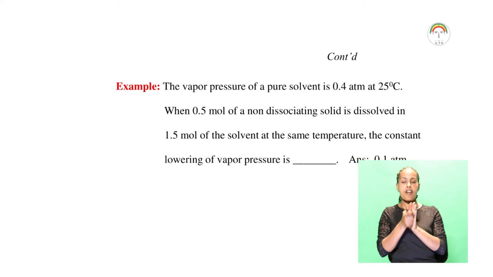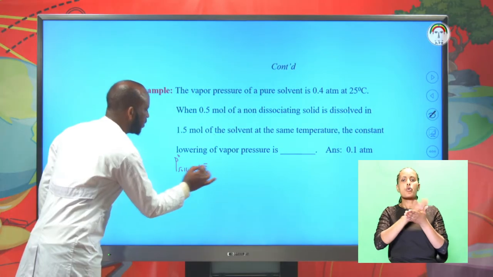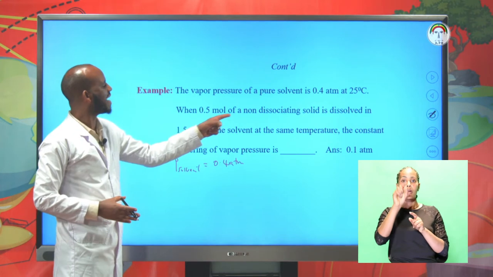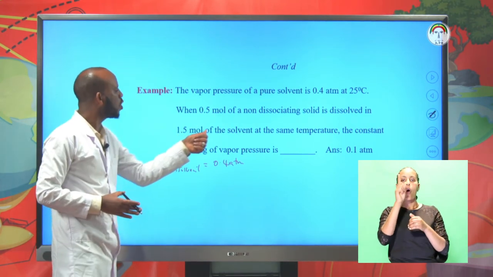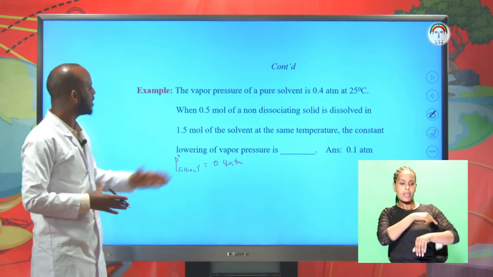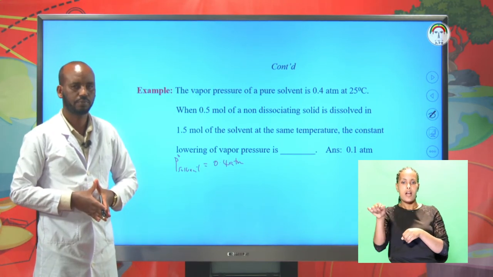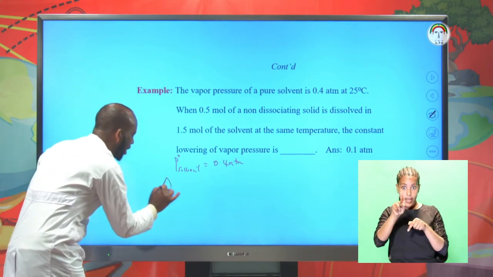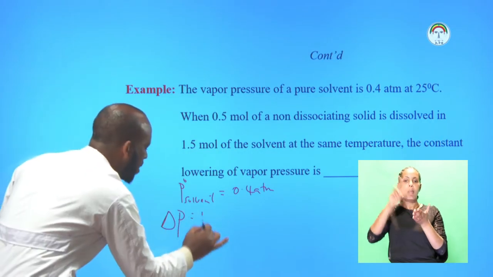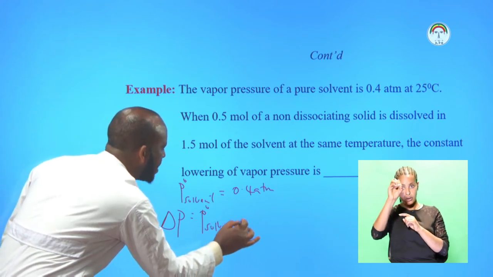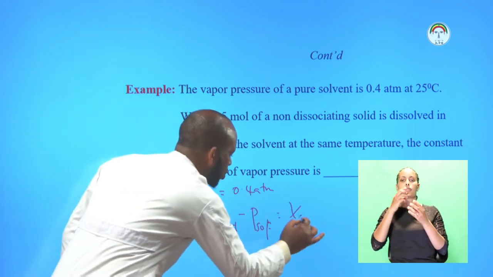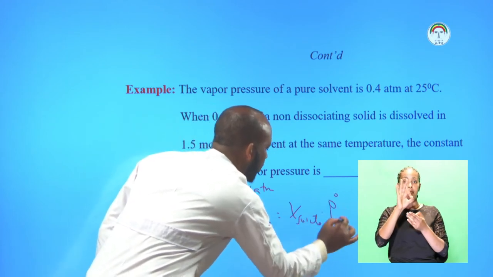Example: the vapor pressure of a pure solvent is 0.4 atmosphere. What is given? Vapor pressure of pure solvent equals 0.4 atmosphere. When 0.5 mole of a non-dissociating solid is dissolved in 1.5 mole of the solvent at the same temperature, the lowering of vapor pressure is dash. You are asked to calculate lowering in vapor pressure, delta P. Delta P equals vapor pressure of pure solvent, P naught of the solvent, minus vapor pressure of the solution, equals mole fraction of the solute times vapor pressure of a pure solvent, P naught of the solvent.